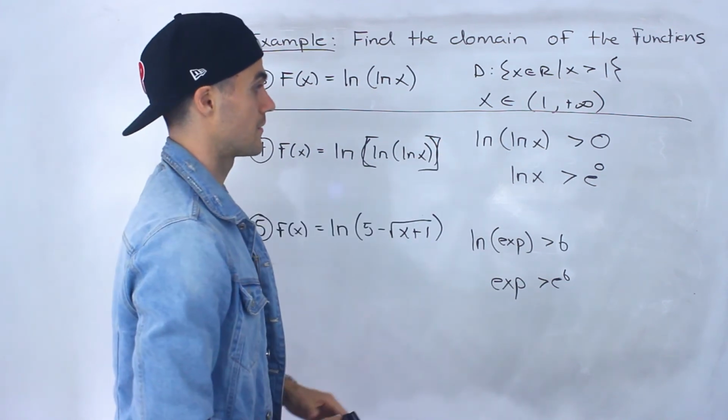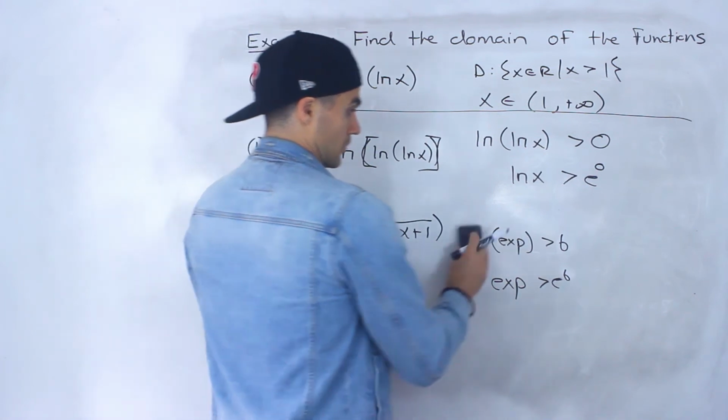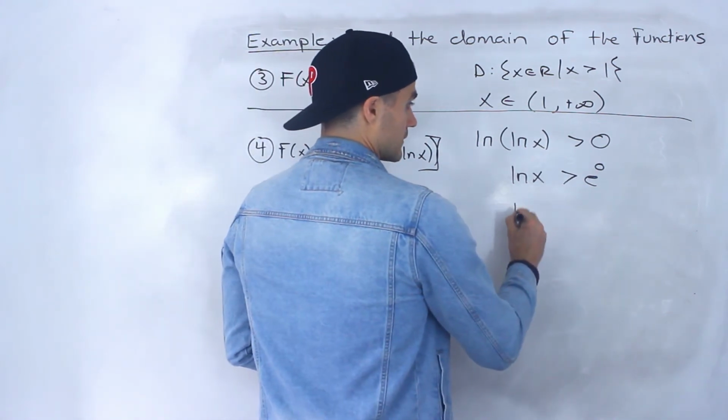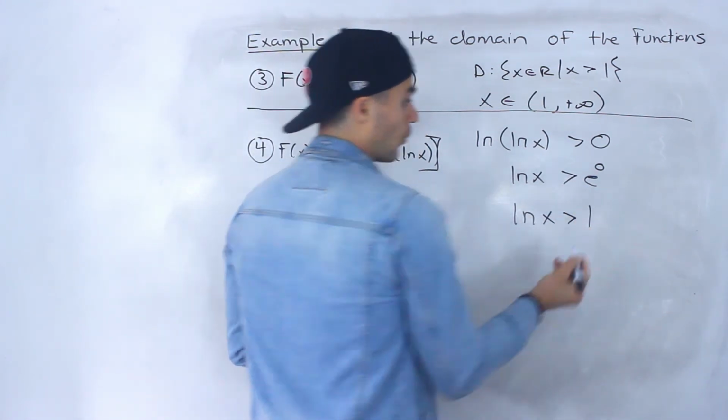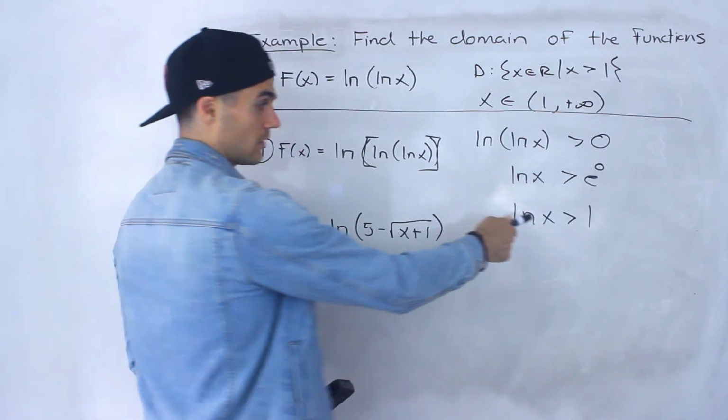Use that tool up there. So simplifying this, it means ln of x has to be greater than 1. Right? e to the power 0 is just 1.